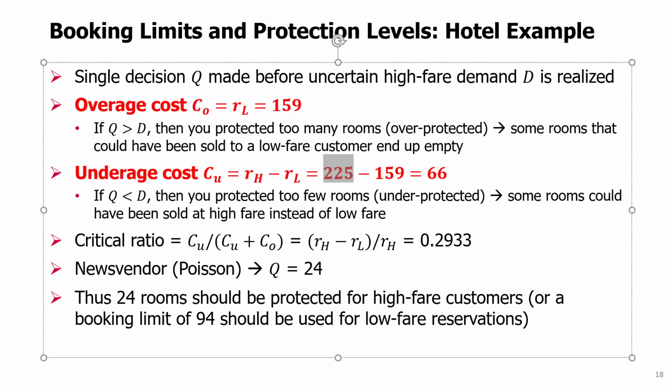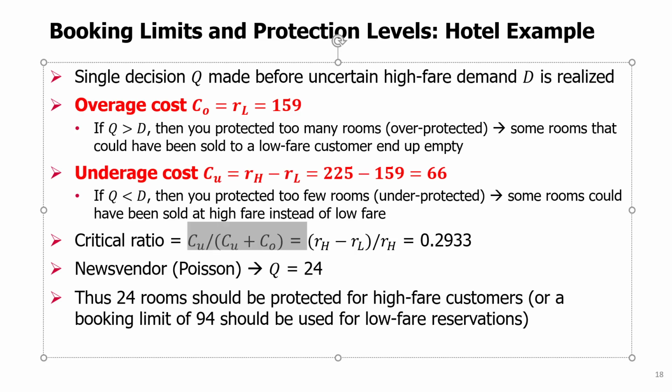Too late now. They were sold for 159, but the opportunity cost is the difference between high fare and low fare. If we protected more, if Q was higher, we could have gained an additional $66, which is the difference between the high fare and the low fare. So we have overage and underage cost. We can use our newsvendor model.